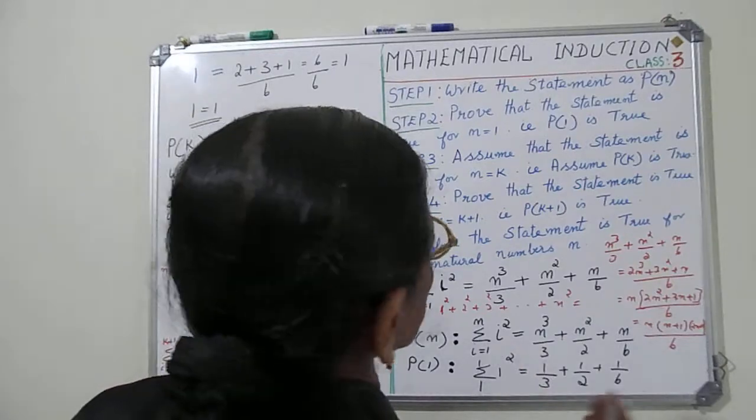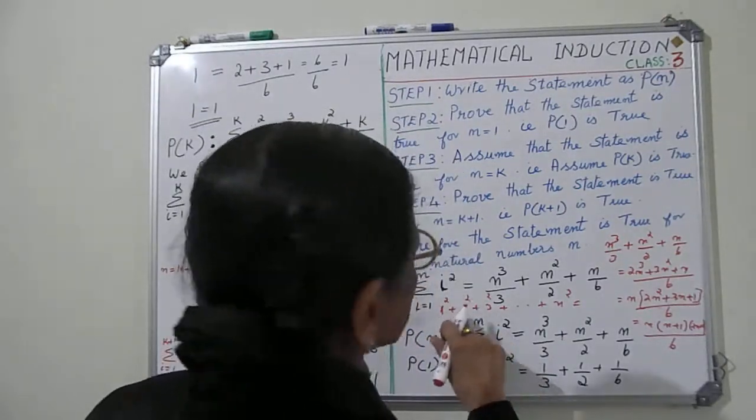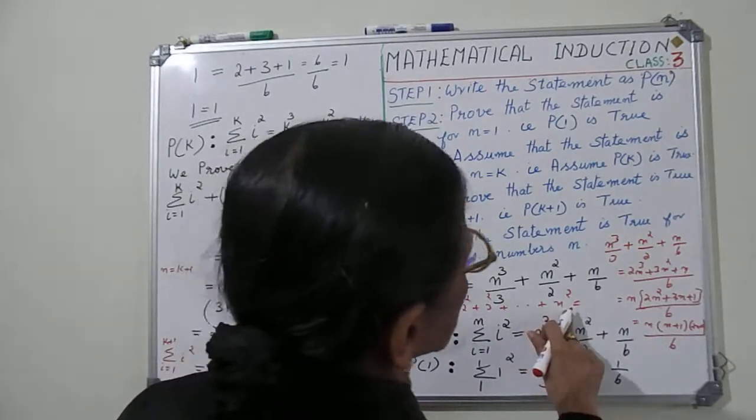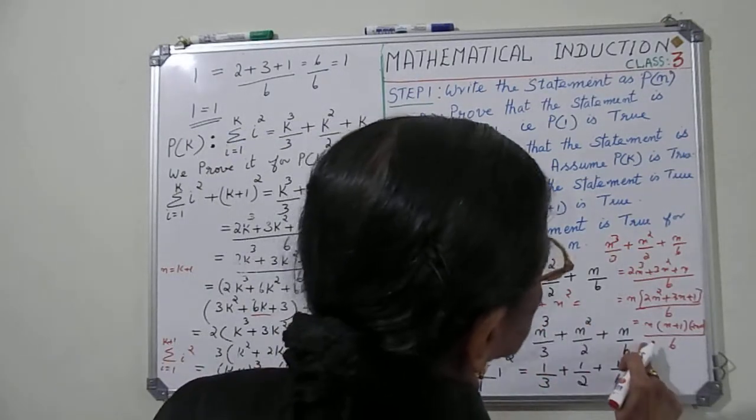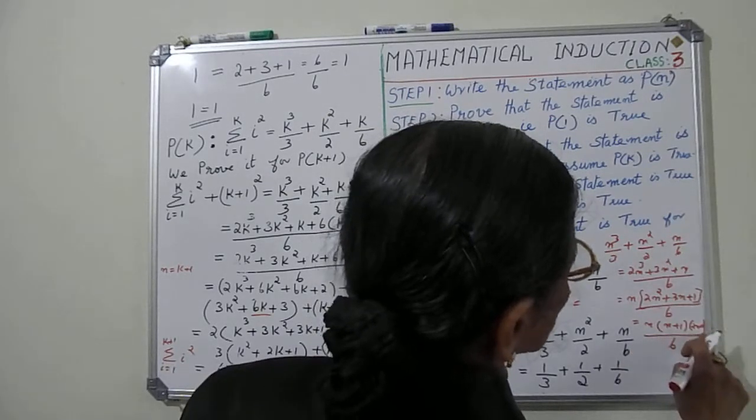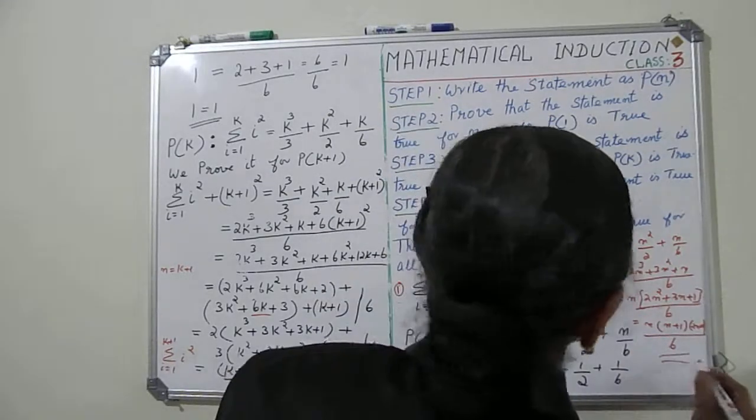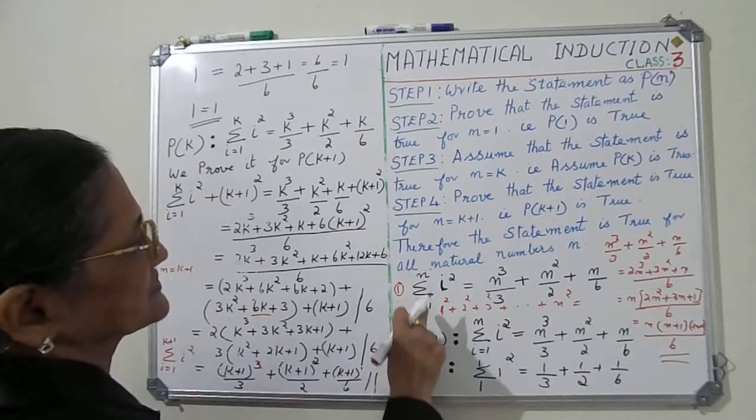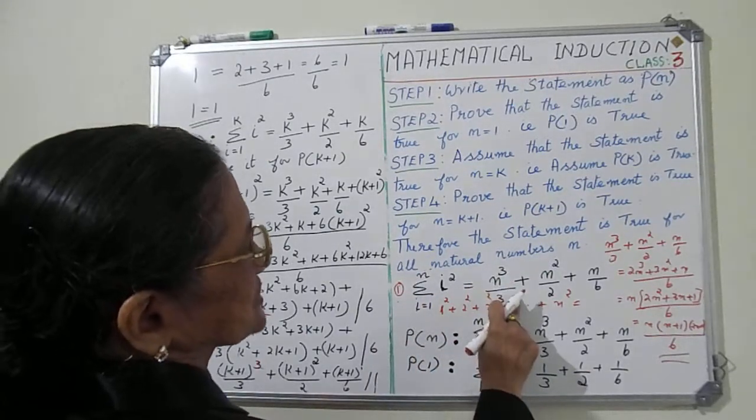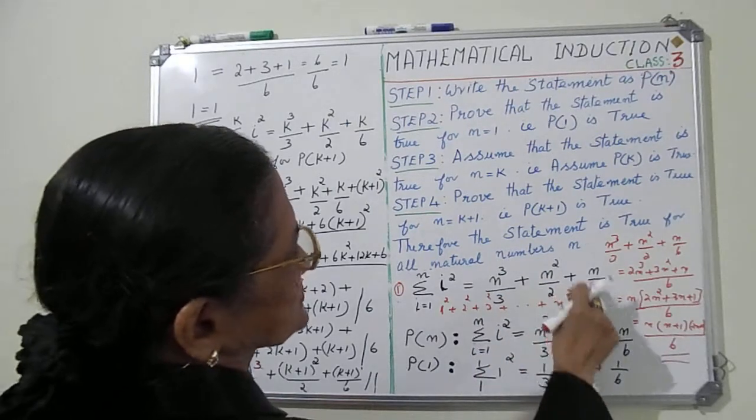That is, we can write the given mathematical statement in this way also. Prove that the sum of squares of the first n natural numbers is equal to n times n plus 1 times 2n plus 1 upon 6. Or else, sigma i varying from 1 up to n of i square is equal to n cube upon 3 plus n square upon 2 plus n upon 6.